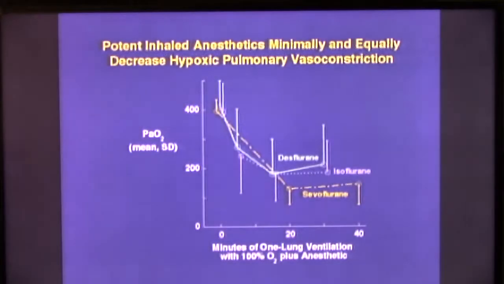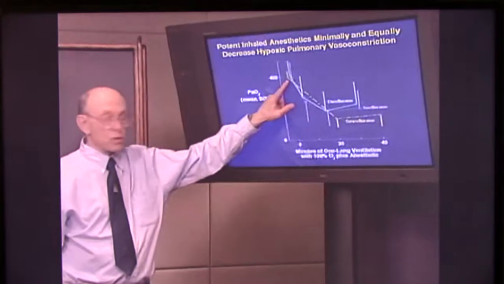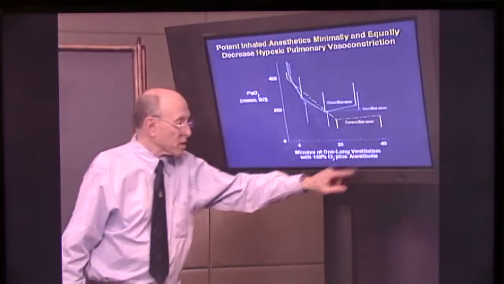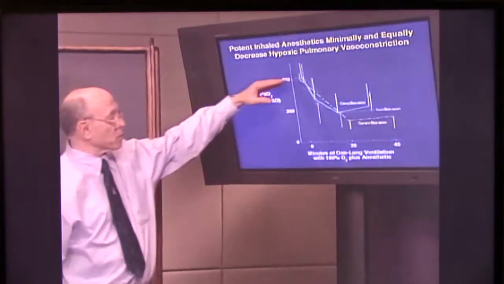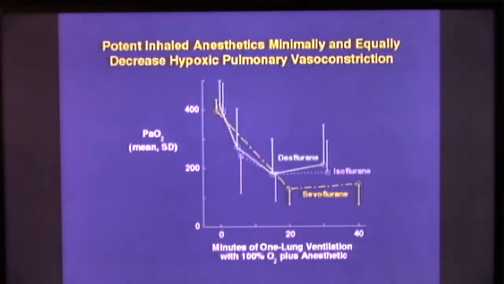This is an illustration of the effect of the three anesthetics that are of greatest concern to us on hypoxic pulmonary vasoconstriction as measured indirectly. This is the arterial PO2 before the institution of one lung ventilation. And this is time after the institution of one lung ventilation. You can see that the PO2 comes down by what looks like a large amount, by a couple of 100 millimeters of mercury, with desflurane, isoflurane, or sevoflurane, all indistinguishable one from the other. But I say this is minimal.